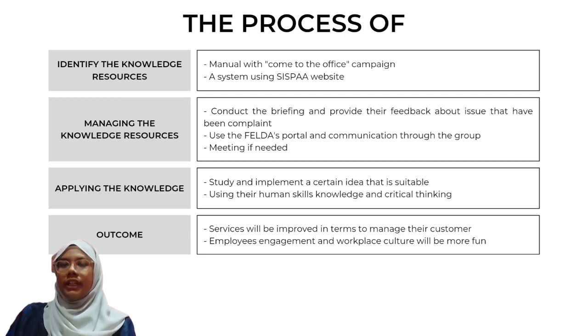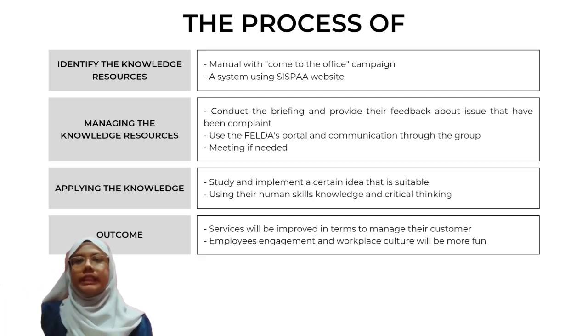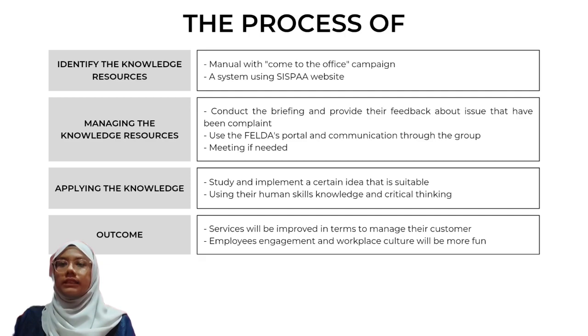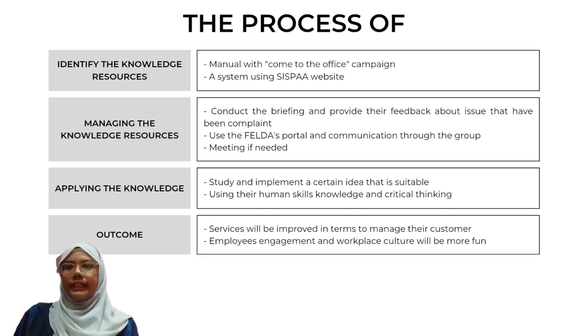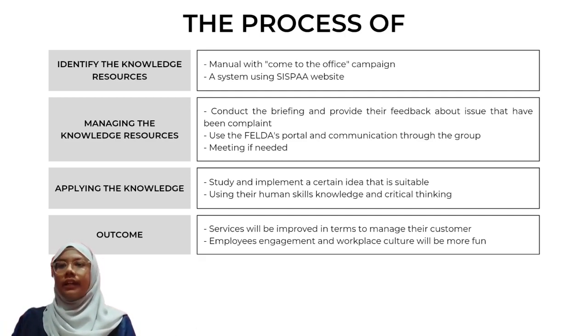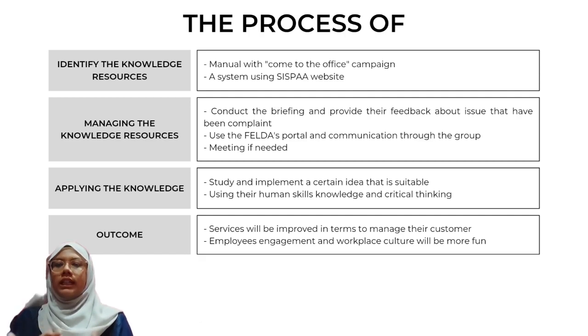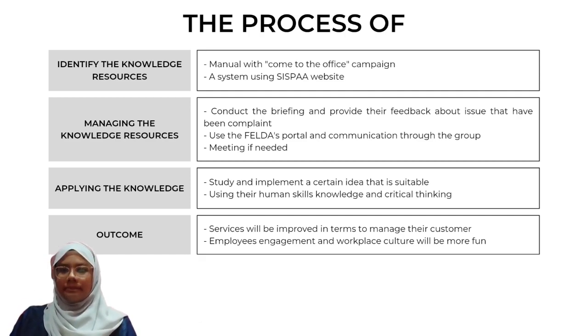In terms of identifying the knowledge resource, there are two types of services, which are manual and system. For manual, the community can come to the Felda office, with the slogan of the come to the office campaign, to meet the people in administration and complain about their dissatisfaction to them. The community's complaint will be taken into account, and they will come up with critical thinking to overcome the issue.